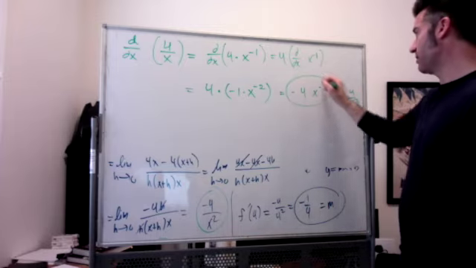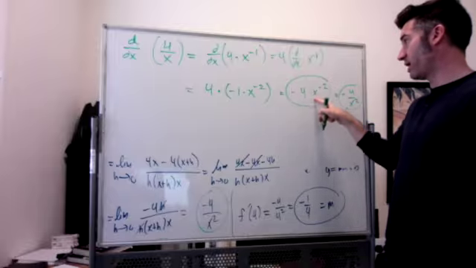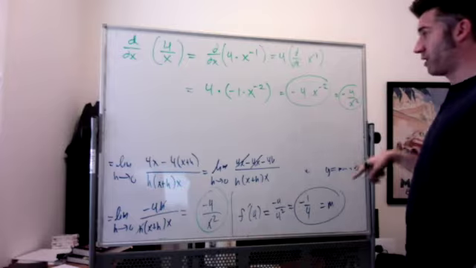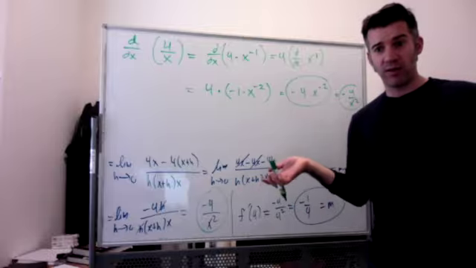Either way of writing it's fine. You can write it as negative 4x to the negative second. You can write it as negative 4 over x squared. And there's good reasons to pick one way or the other.